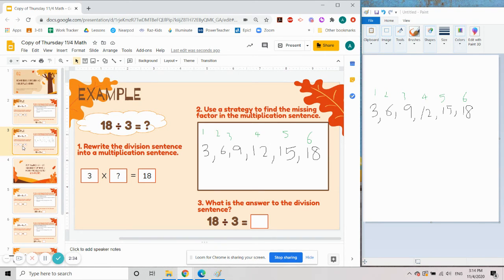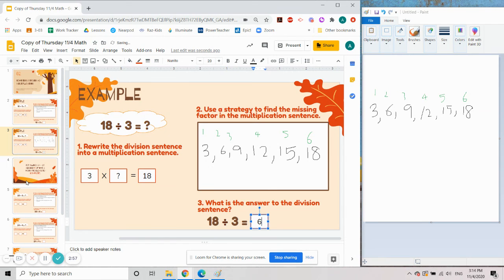That's number 2, using a strategy and then showing your work in that box. I found that I needed to skip count by 3 6 times to get to a total of 18. So that's my missing factor 6, and my missing factor happens to be the answer to that division sentence.